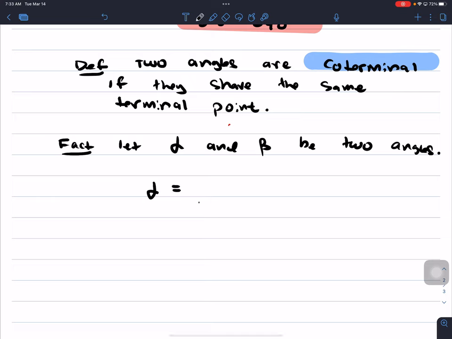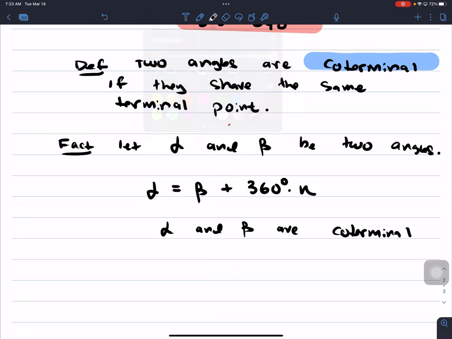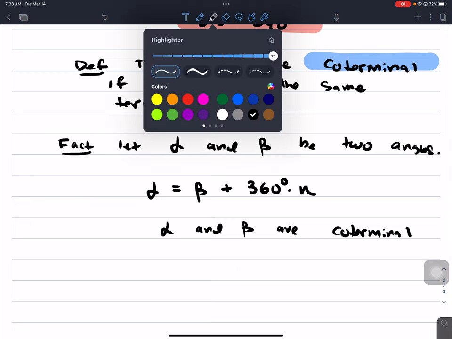Alpha is the same as beta plus 360 degrees times n. This is what it means to be coterminal. Alpha and beta are coterminal. So let's look at this in detail. This is the formula I want you guys to see here. This is the big deal.